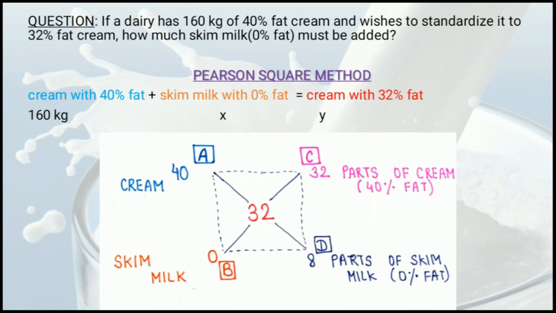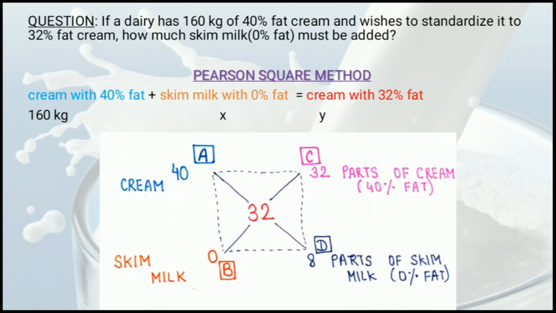The question says a dairy has 160 kg of 40% fat cream and wishes to standardize it to 32% fat cream. How much skim milk of 0% fat must be added? So these questions are solved by the Pearson square method. You can see that I have written an equation which says that we have a cream with 40% fat. In this we will add skim milk which will have 0% fat and it will give us a cream which will have 32% fat.